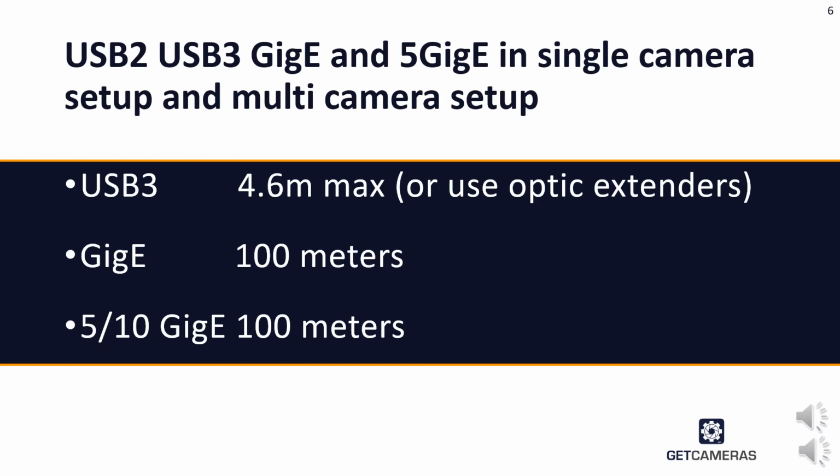We begin with the cable length. For USB 3, the maximum cable length is 4.6 meters. Gigabit Ethernet is up to 100 meters. So the first question to help you select the camera is the connection. What is the distance between the camera and the host PC? Is it more or less than 4.6 meters?